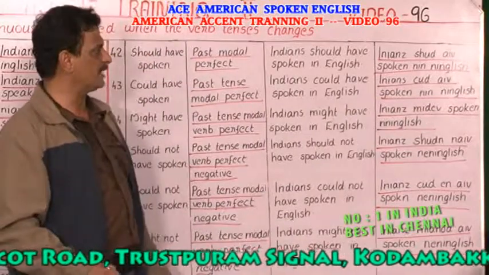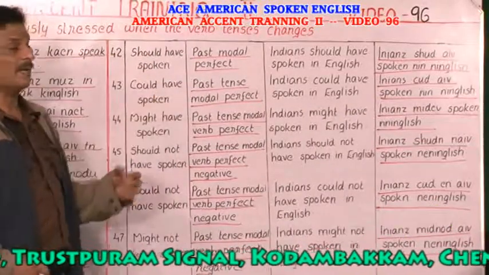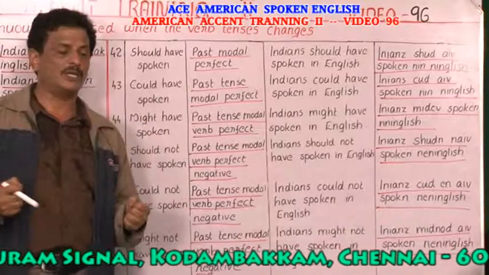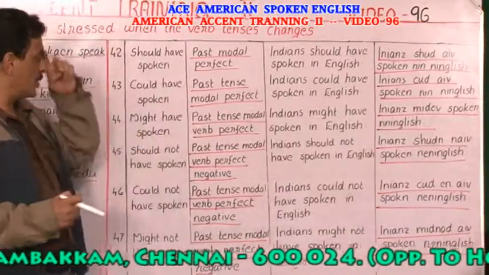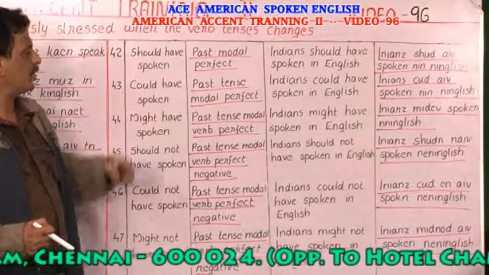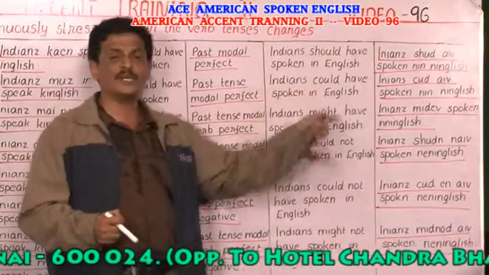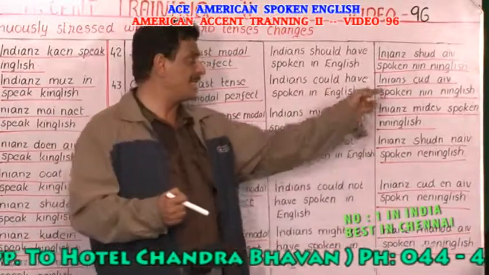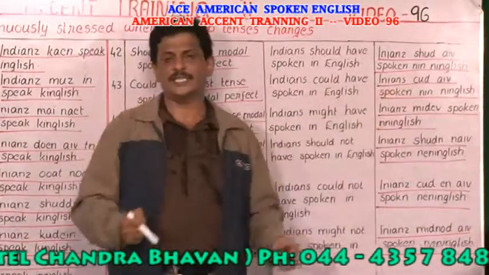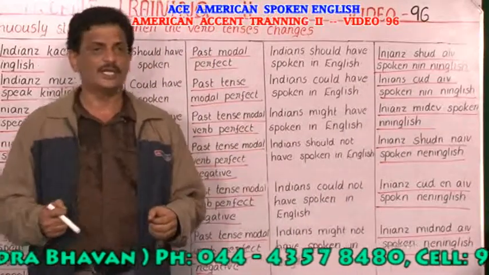அவர்கள் பேசி இருந்திருக்க வேண்டும். could have spoken, பேசி இருந்திருக்க முடியும். I could have purchased a car last year. நான் போன வருஷம் என்னால் வாங்கி இருந்திருக்க முடியும். So could have spoken, past tense, modal perfect. Indians could have spoken in English. இந்தியர்கள் ஆங்கிலம் பேசி இருந்திருக்க முடியும்.